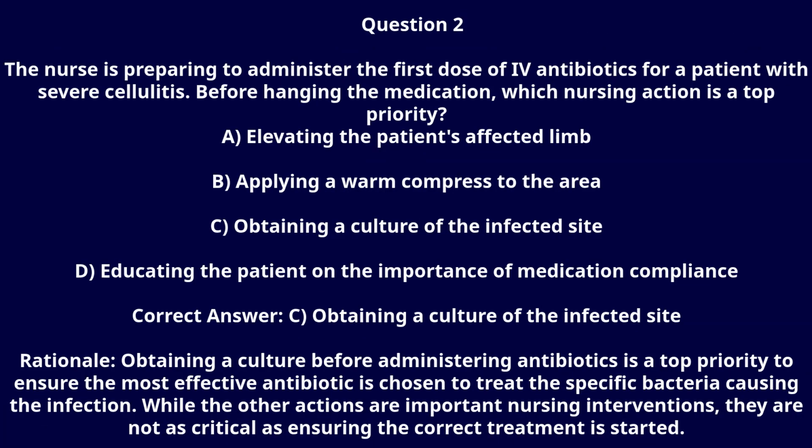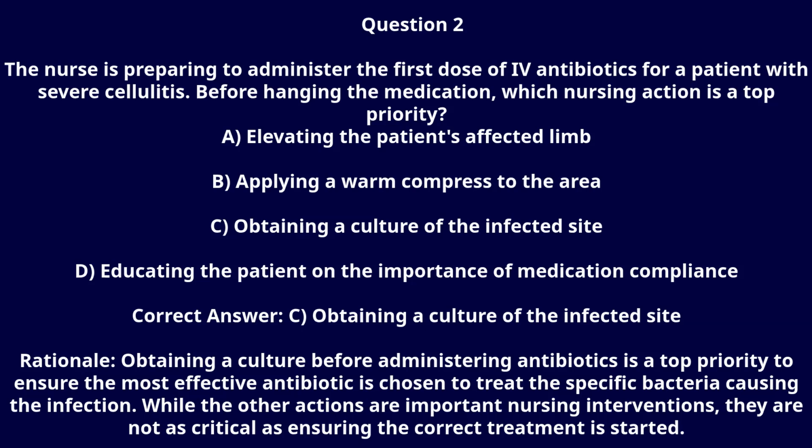Question 2. The nurse is preparing to administer the first dose of IV antibiotics for a patient with severe cellulitis. Before hanging the medication, which nursing action is a top priority? A. Elevating the patient's affected limb. B. Applying a warm compress to the area. C. Obtaining a culture of the infected site. D. Educating the patient on the importance of medication compliance.